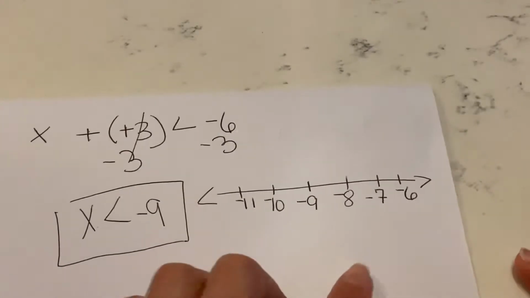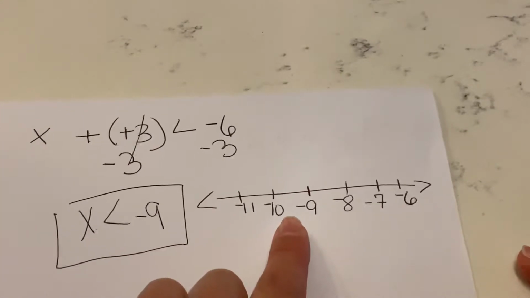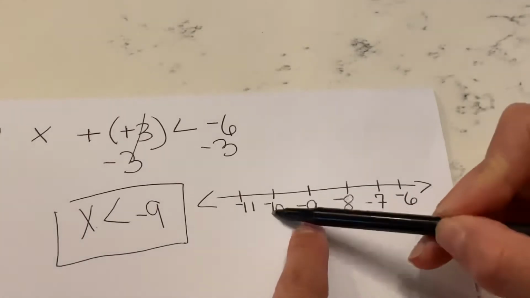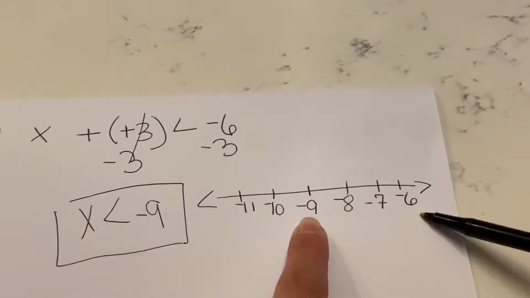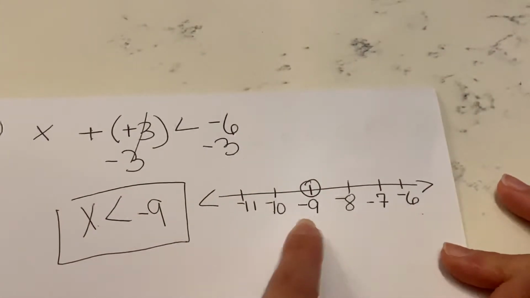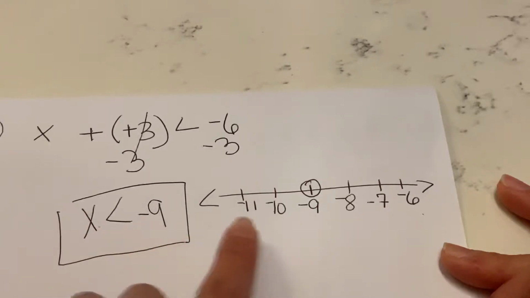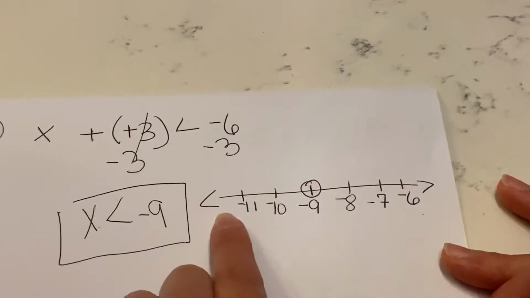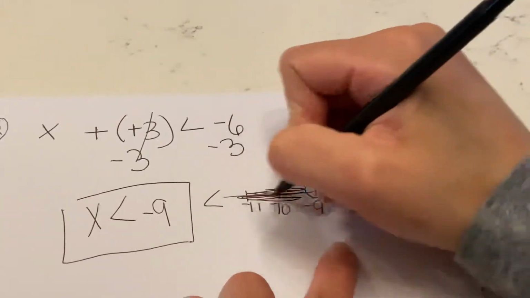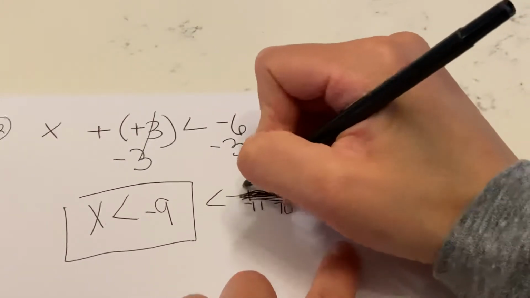Now I'm gonna go draw my number line, okay? So I'm gonna put the -9 in the middle. I'm gonna show numbers to the left of it and to the right of it. This represents an open circle. X is less than -9. We know numbers decrease going to the left. So that means I need to shade to the left side of my circle.